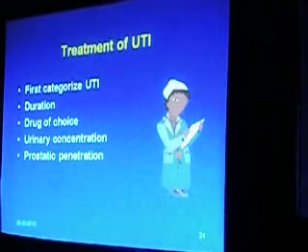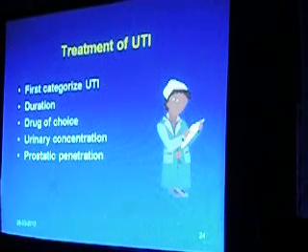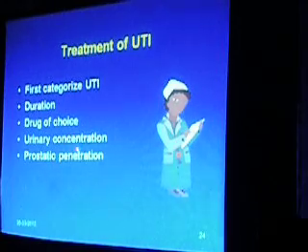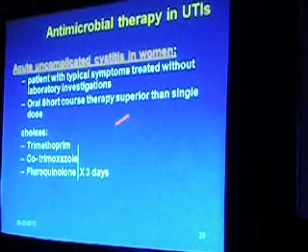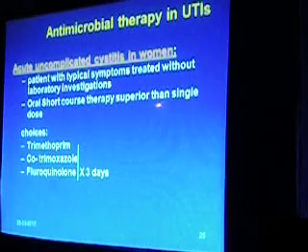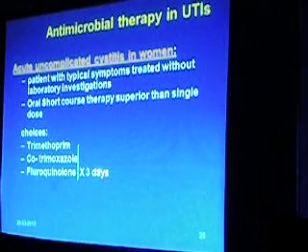Next slide. Treatment. So in treatment of urinary tract infection, first categorize the urinary tract infection, what it is, then decide on duration, drug choice, antibiotic concentration in the urine, and prostatic penetration in males. Next slide. In case of acute uncomplicated cystitis in women, it has been clearly found that short course therapy is superior to the single double strength dose of cotrimoxazole or any other antibiotic. So the recommended duration is 3 days. Drugs are trimethoprim, or in combination with sulfamethoxazole, or fluoroquinolone.